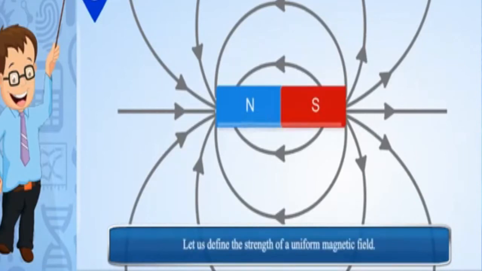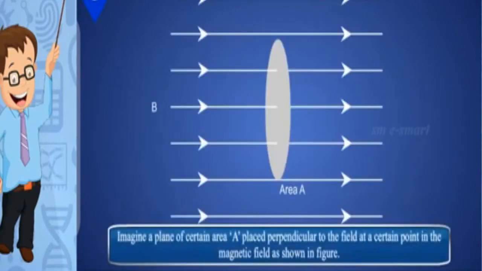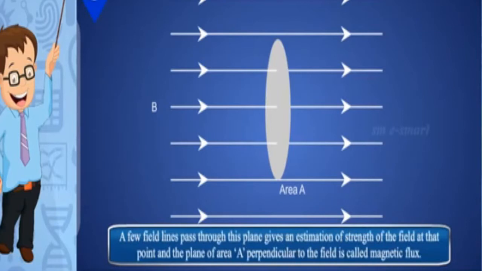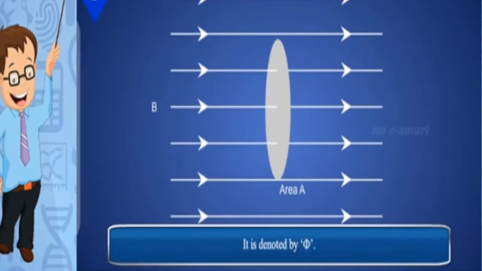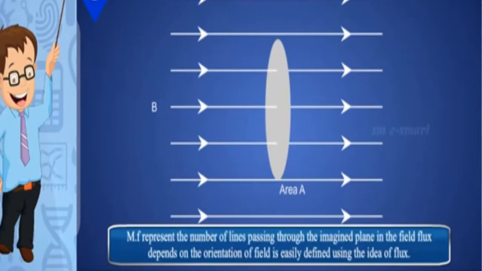Let us define the strength of a uniform magnetic field. Magnetic flux density, that is MFD. Imagine a plane of certain area A placed perpendicular to the field at a certain point in the magnetic field as shown in the figure. The number of field lines passing through this plane gives an estimation of the strength of the field at that point, and the product of the field and the plane of area A perpendicular to the field is called magnetic flux. It is denoted by phi. Magnetic flux represents the number of lines passing through the imagined plane in the field.